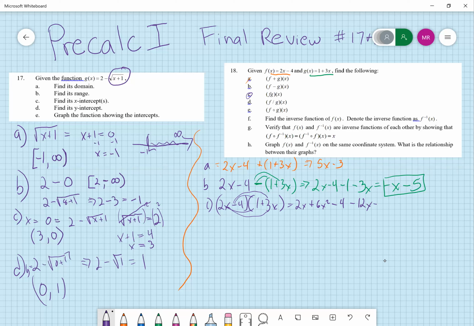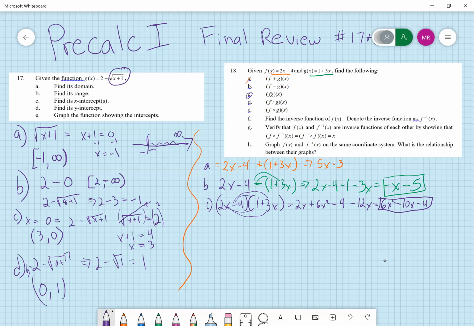And we're just going to combine like terms. We've got 6x squared. We've got a positive 2x and a -12x. When we combine those, that ends up giving us a -10x. And then -4. And that's our answer for C.